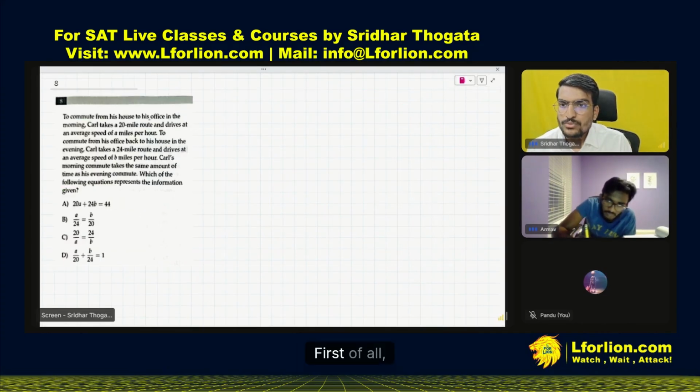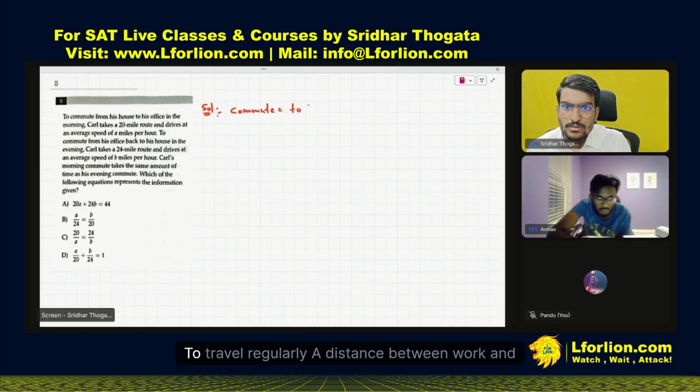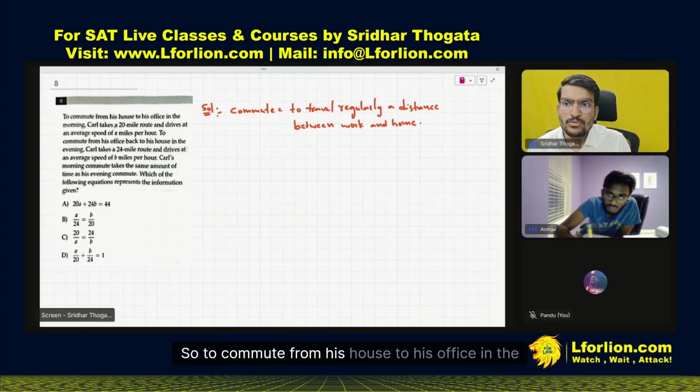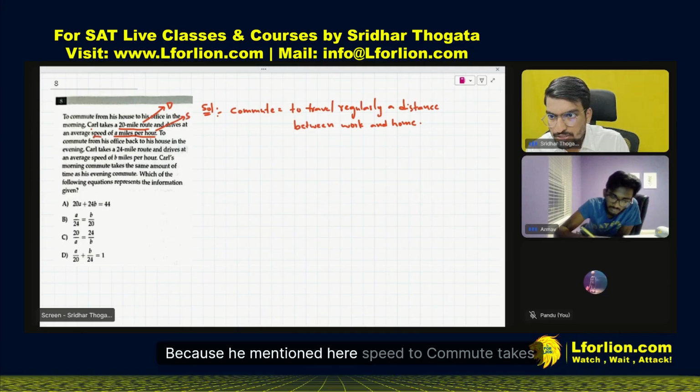To commute. First of all, what is the meaning of commute? Commute equals to travel regularly the distance between work and home. So to commute from his house to his office in the morning, Carl takes a 20-mile route. What is this 20-mile route? That is the distance. I'm just writing it as D. And drives at an average speed of A miles per hour. What is this A miles per hour? Speed, because he mentioned speed here.